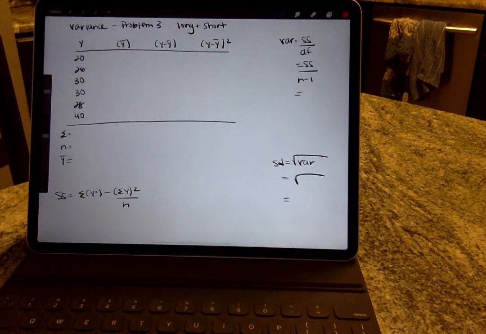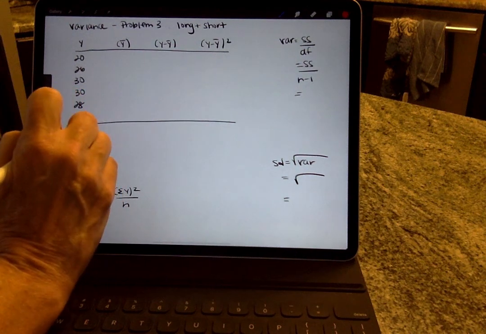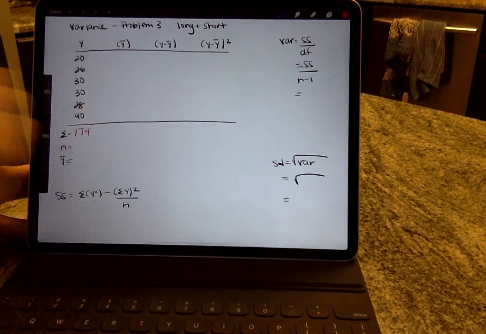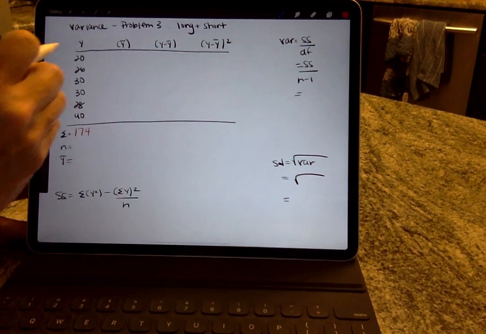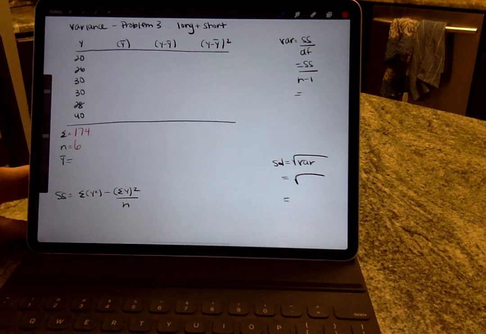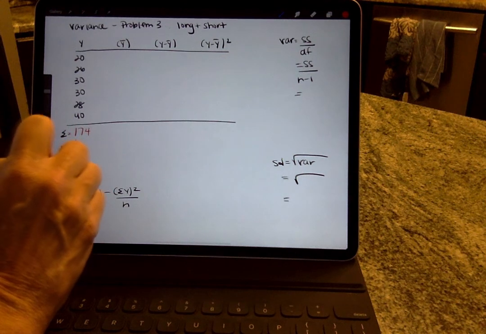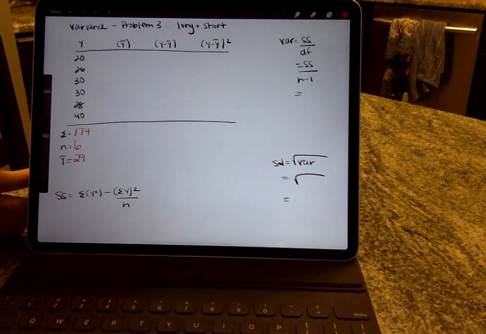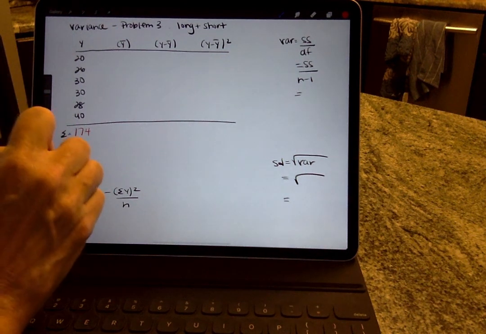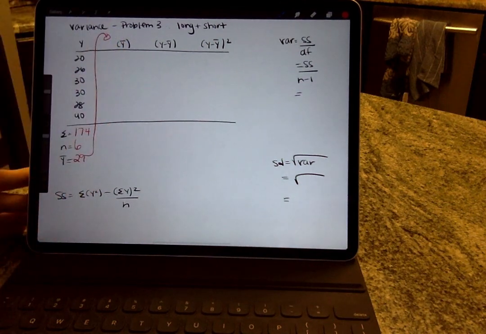So first we're going to do this the long way. Remember, anytime you see a column of data, the first thing you're going to do is get the sum, the n, and the mean. I already did this, so the sum for this column is 174. N in this problem is 6, and the mean, 174 divided by 6, works out to an even number, 29.